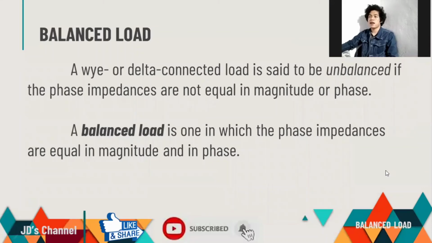A Y or delta connected load is said to be unbalanced if the phase impedances are not equal in magnitude or phase. And a balanced load is one in which the phase impedances are equal in magnitude and in phase. This is our main topic, our balanced load. Again, they are equal in magnitude and in phase when we say balanced load.